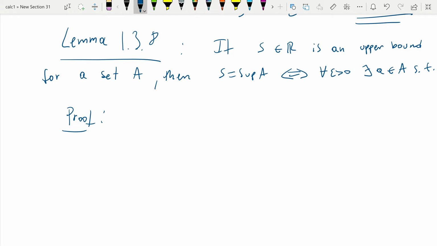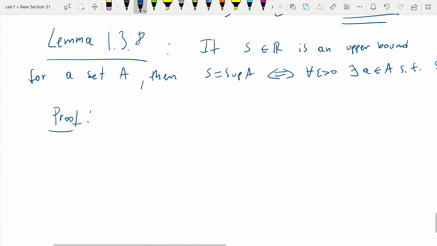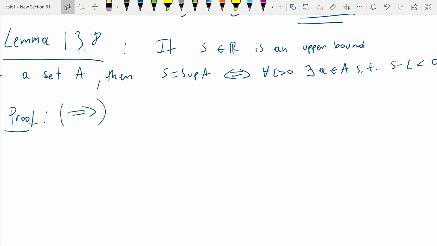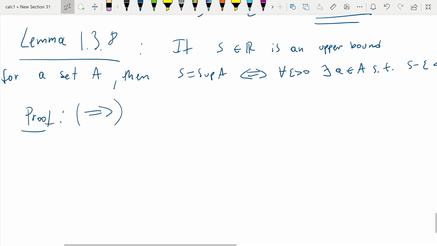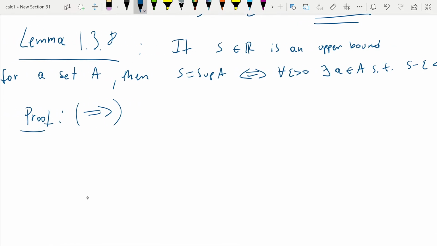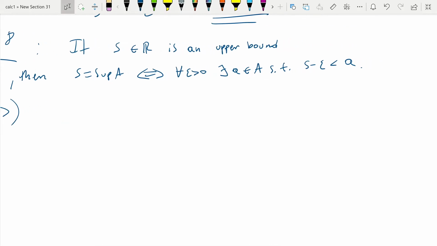And what is a proof? Yeah, so we have an if and only if. Let's do the first implication, the first direction. So if S is the least upper bound, we already know that this is common for both statements. So we're only showing that S is equal to the supremum is equivalent to the statement that for every epsilon greater than 0, there is an A in A such that S minus epsilon is smaller than A.